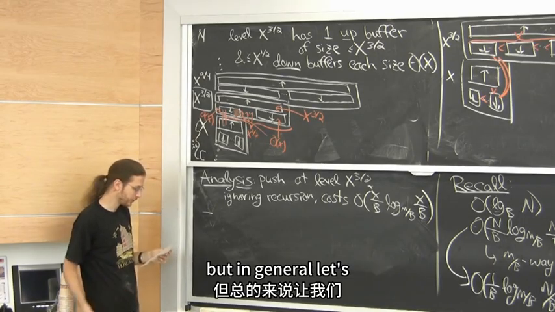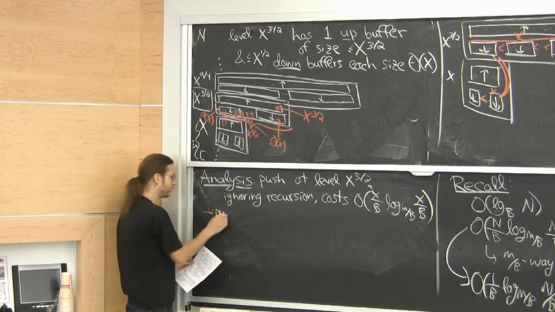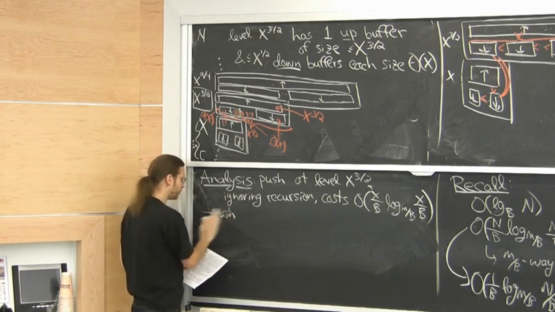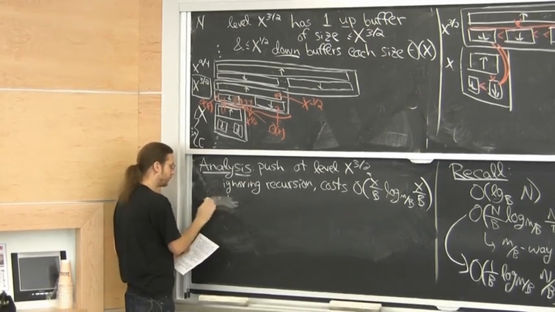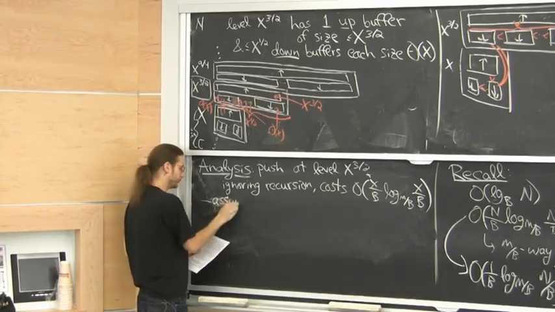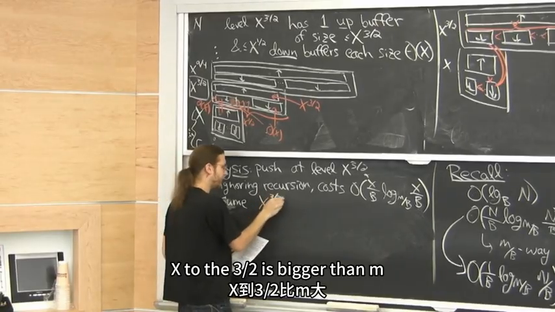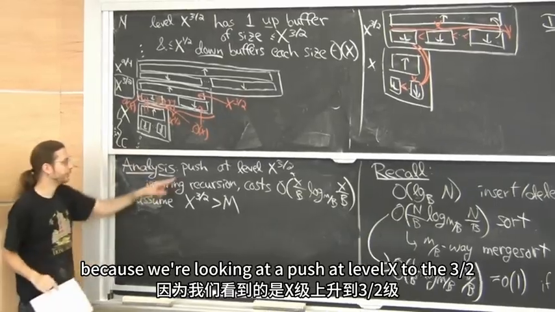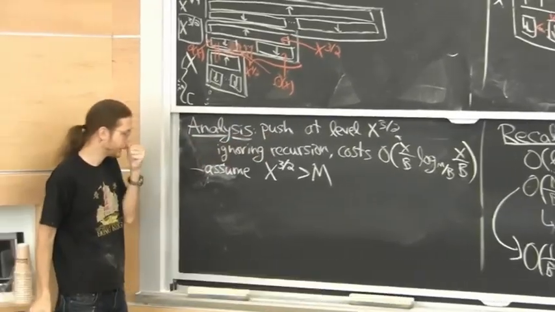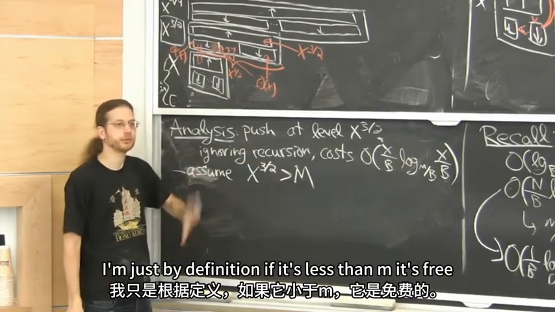But in general, let's look at a push, or let's just assume x to the 3/2 is bigger than M. Okay, because we're looking at a push at level x to the 3/2. And by definition, if it's less than M, it's free.